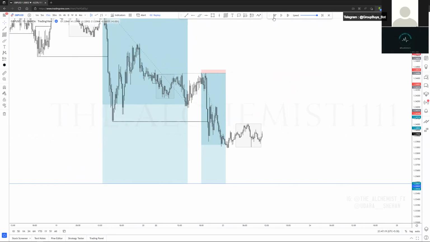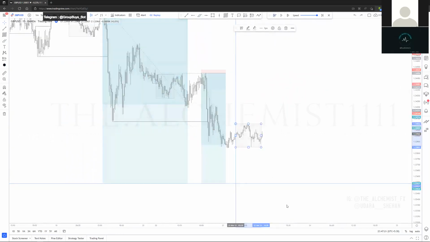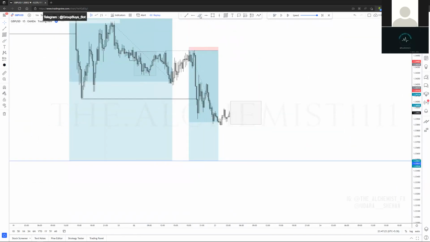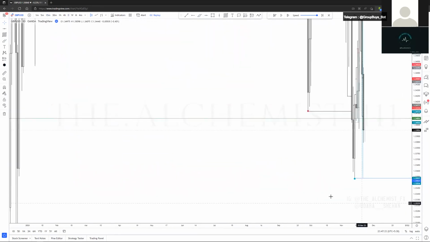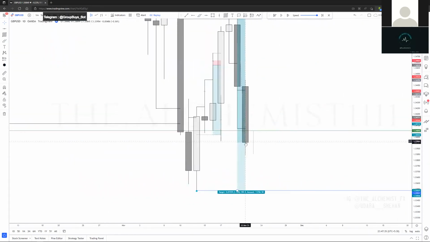Now, let me show you something. Just remember, let me draw a horizontal line. This is where the Asian high is. The green line is the Asian high. If you go to the daily, where will the next daily candle open? From here, right? See that? So when it opens from here to here, what do you have? An imbalance. Mark that out.